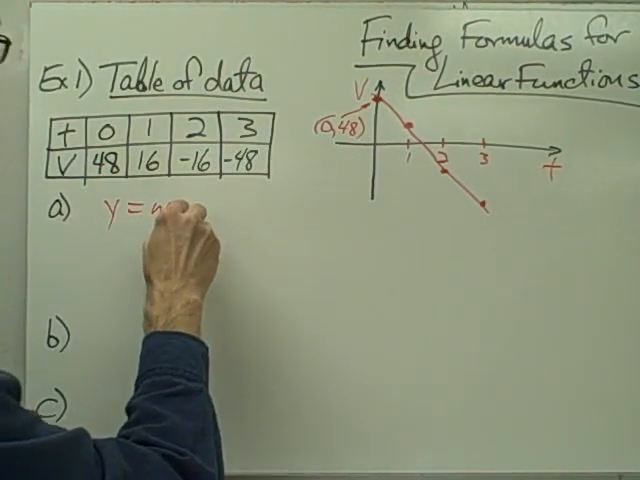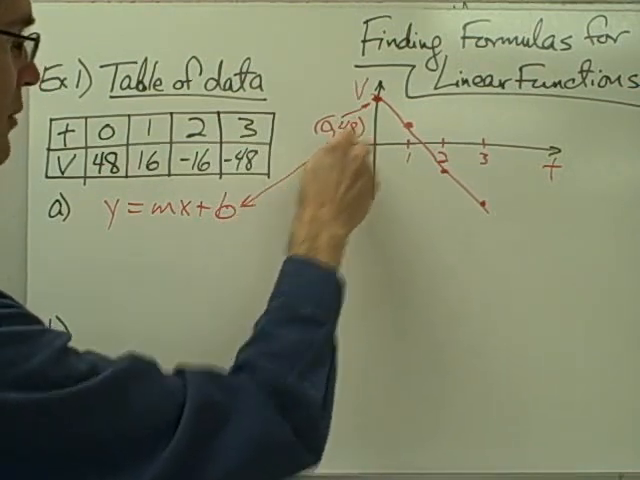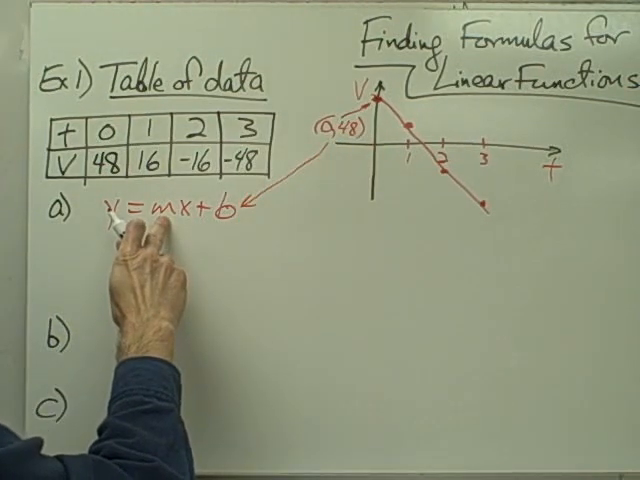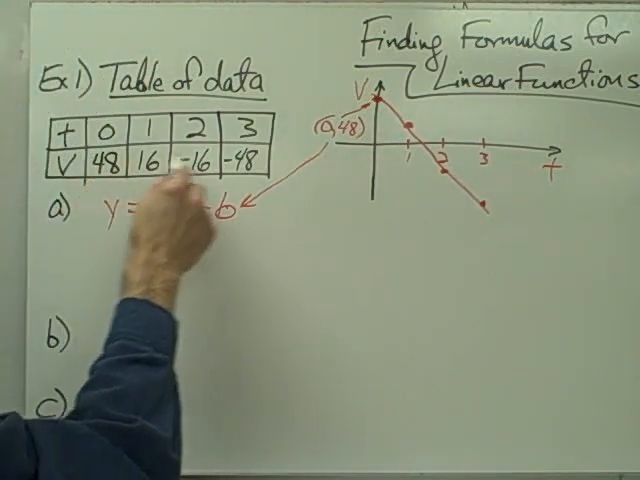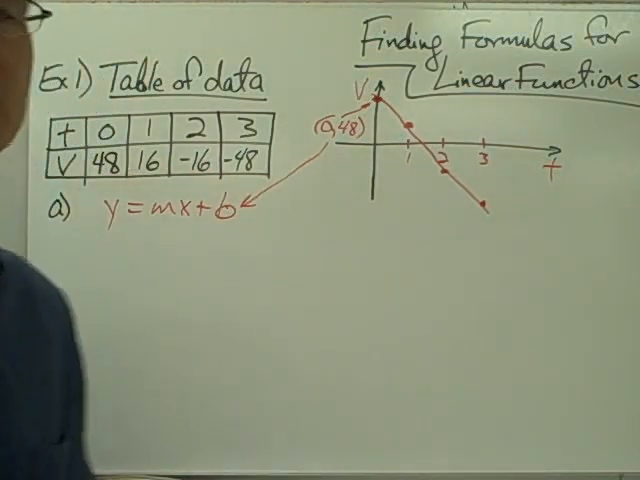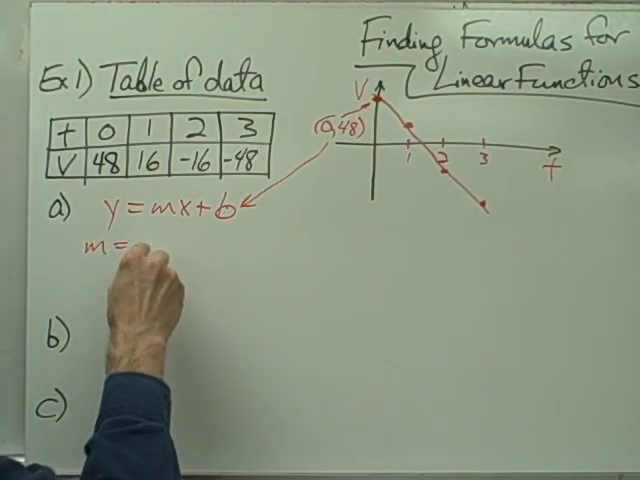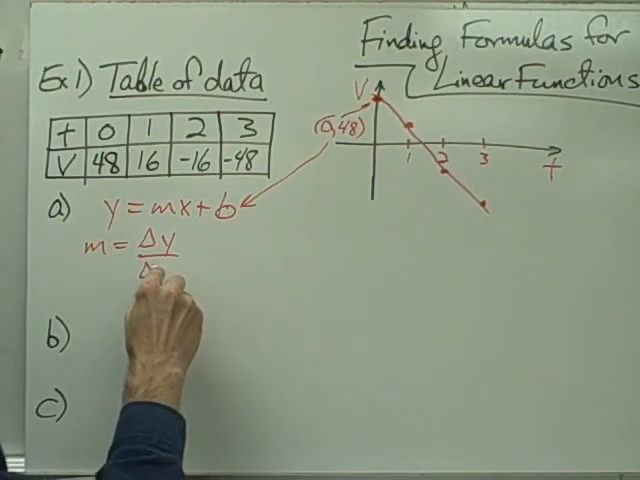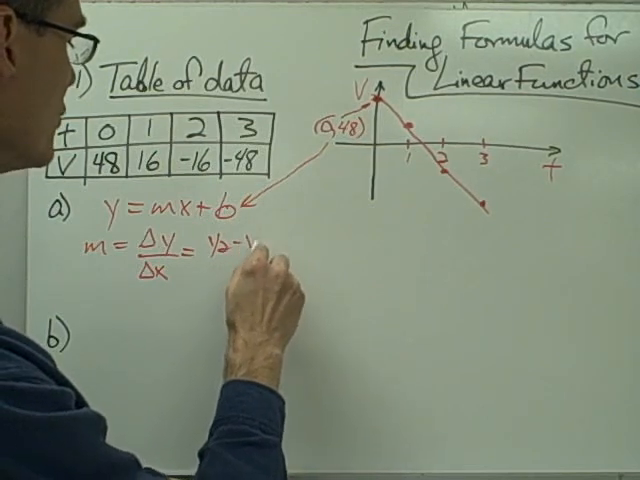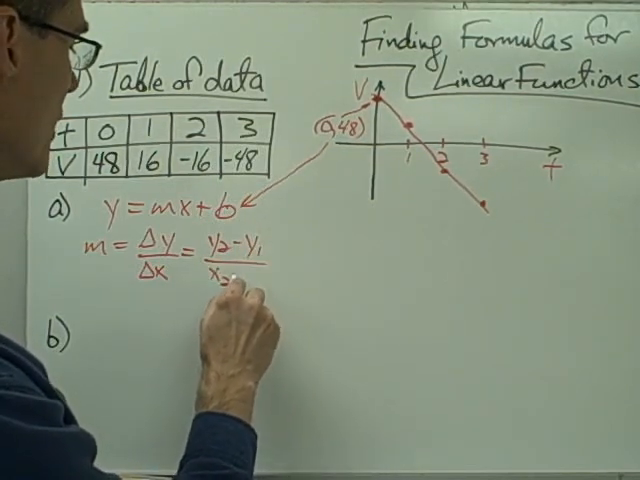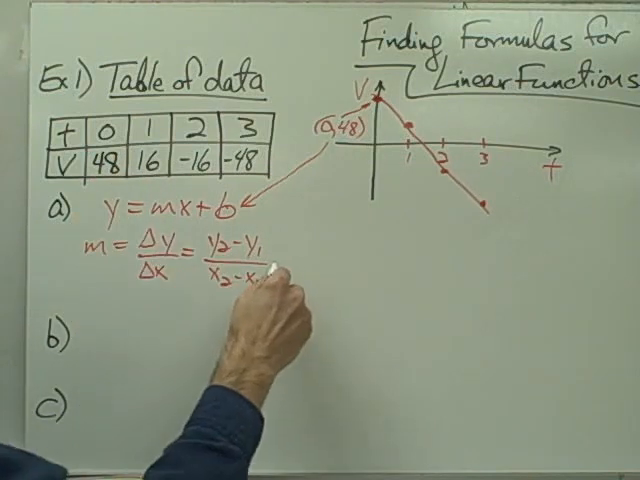So y equals mx plus b. I already have this value here. I know my vertical intercept. If I can just come up with the slope, then I can plug those values in and I'll have my equation. Well, since I have 4 different points here, I can pick any 2 of those points and I can calculate my slope. Remember, slope is just delta y over delta x, or often we write the slope formula as y2 minus y1 over x2 minus x1. So if I just pick 2 points here and plug those values in, I should get my slope.